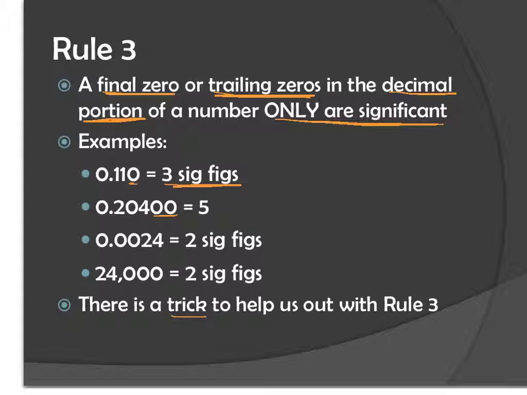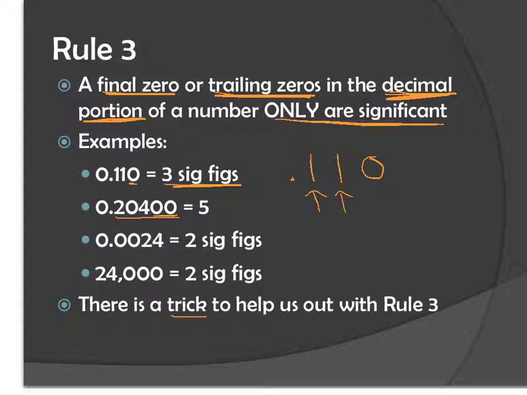We know that the 2 ones, let me write this a little bit bigger here, the 2 ones are going to be significant because those are non-zero digits. Here we have a 0 at the end of the number, but whenever they're in the decimal portion, they're going to be significant.